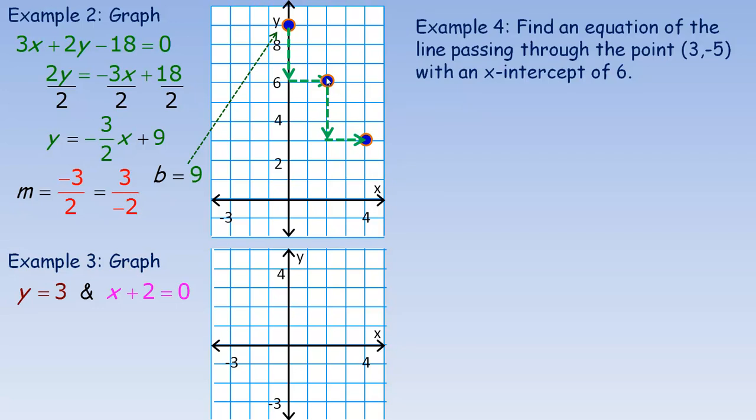For example, from here, up 3 to the left 2 is that point. So I've got lots of points here now. I get 3 points, so I can draw my line through them. And of course, remember, good idea to put the equation beside the line. So that's the graph for number 2.